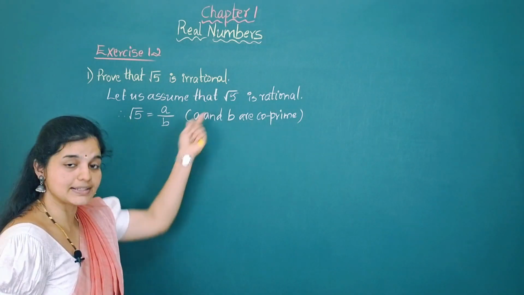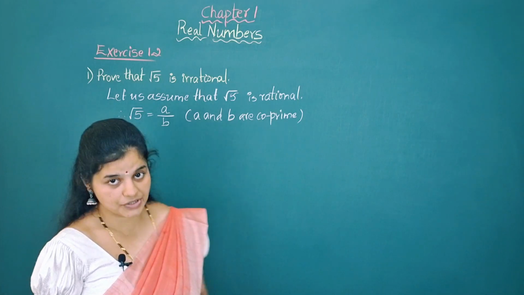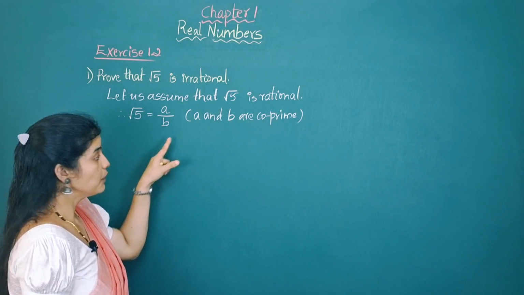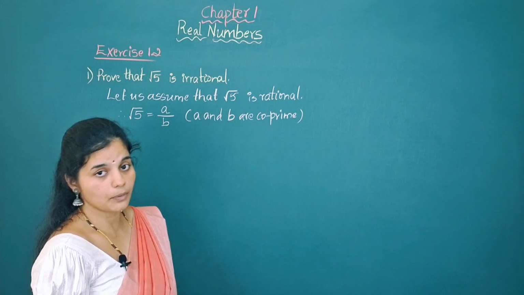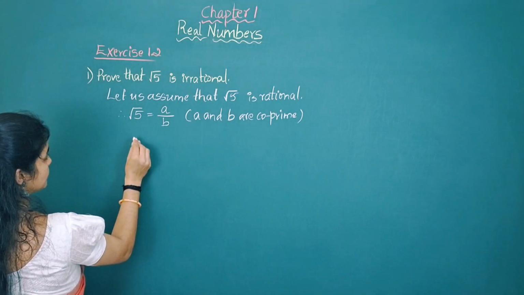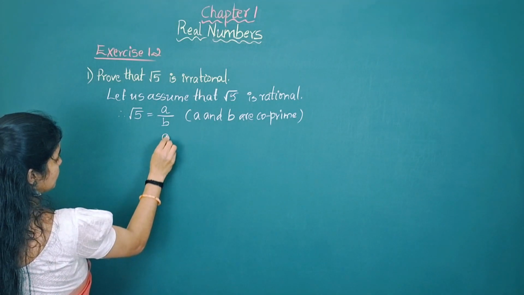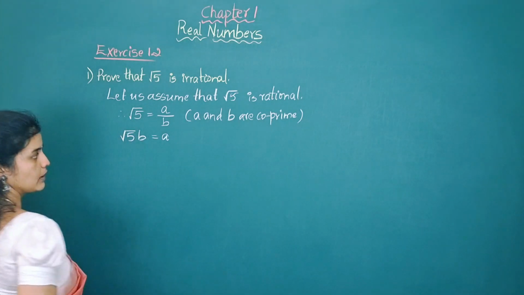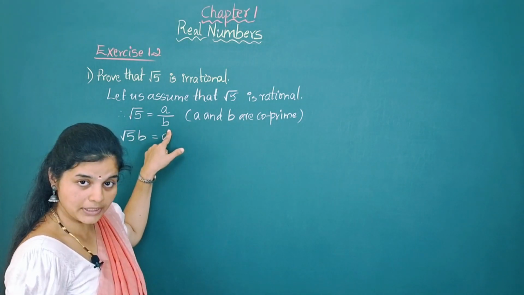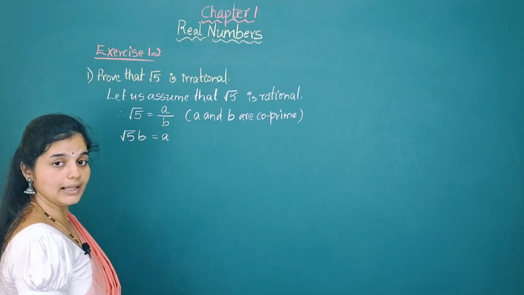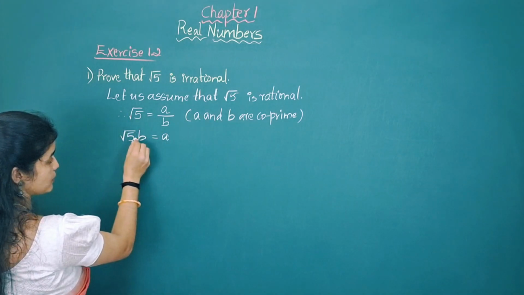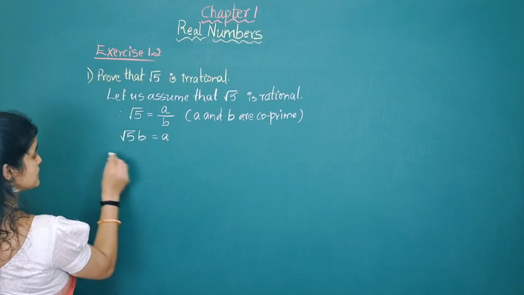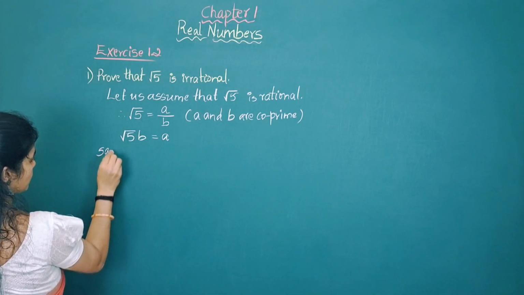So since we have assumed root 5 is rational, we can write root 5 as a by b, where both a and b are coprimes. So now I can write a is nothing but root 5 into b. So this b from the denominator here, I have shifted to the left hand side. So we have a is equal to root 5 into b. Now let us square on both sides.